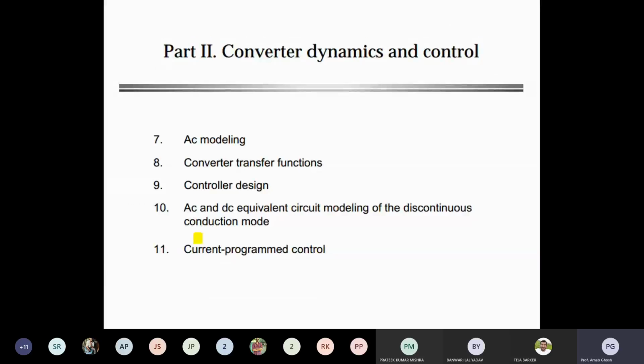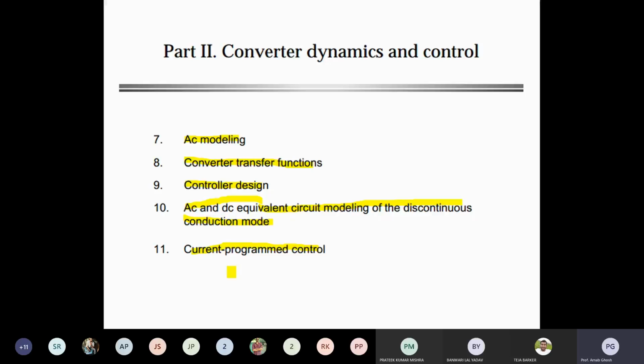Then what are the most important topics for converter dynamics? AC modeling, converter transfer function, controller gain, then AC DC equivalent circuit modeling, discontinuous conduction mode, then current mode control. There are different controls: current mode control has two types, peak current mode control and valley current mode control. Another control is called voltage mode control.